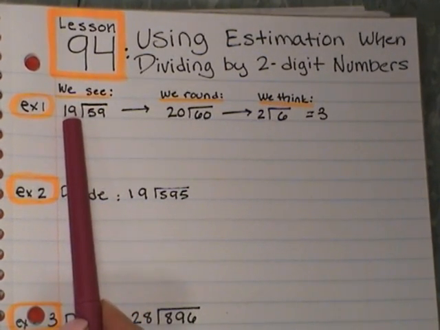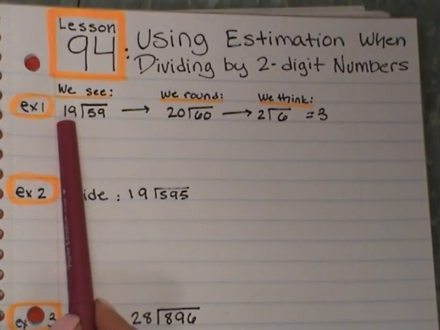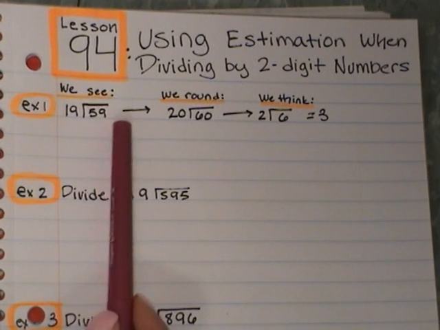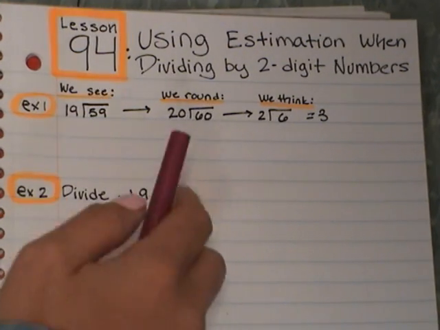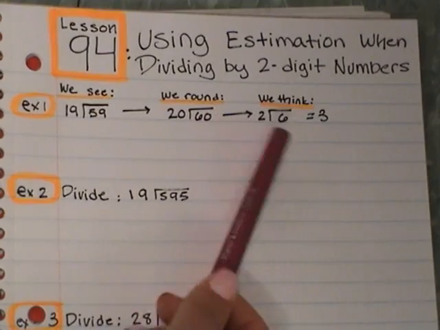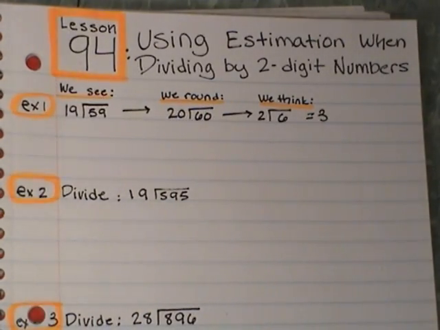19. And what we really should do is round to have numbers that will go into each other. So what I've done is I've rounded 19 to 20 and 59 to 60. And these are numbers that will work well together. So then you can say, okay, how many 2s go into 6, or as a whole, how many 20s can fit into 60. And when we think about it, we would say 2, 4, 6.